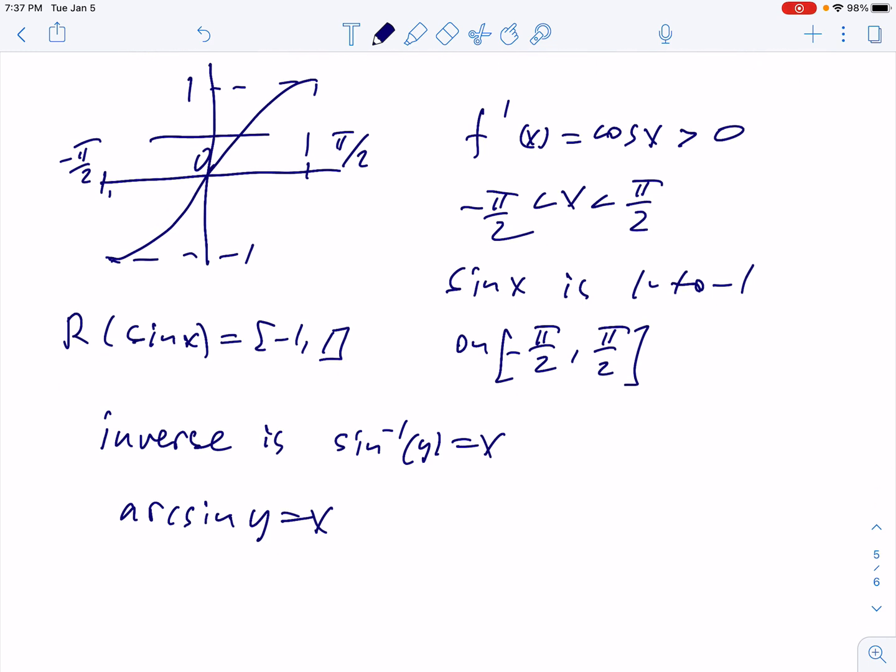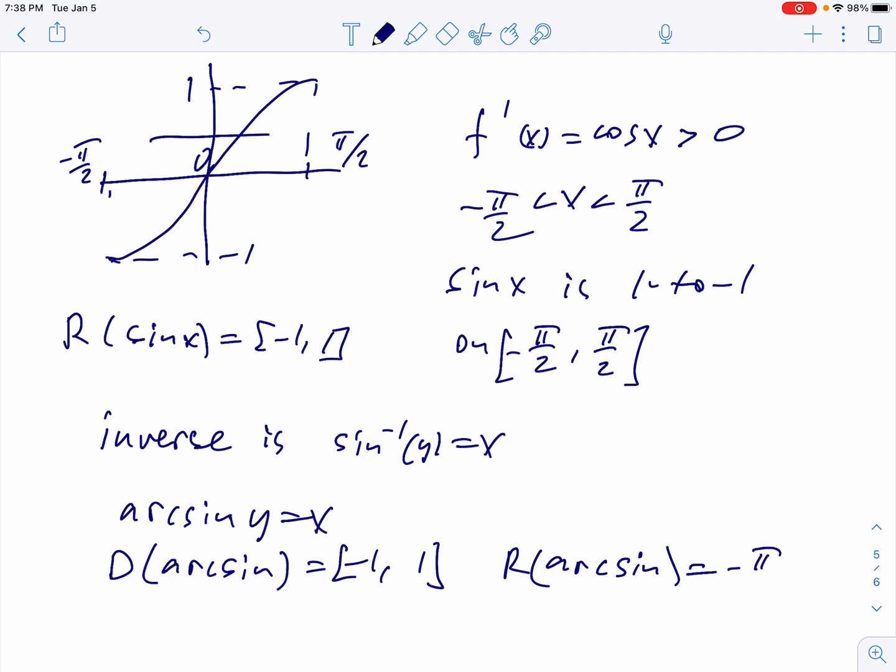And the inverse function will be defined over this interval. The domain of arc sine is the interval negative 1, 1. And the range of the inverse sine is the interval negative pi over 2, pi over 2. So that's important.